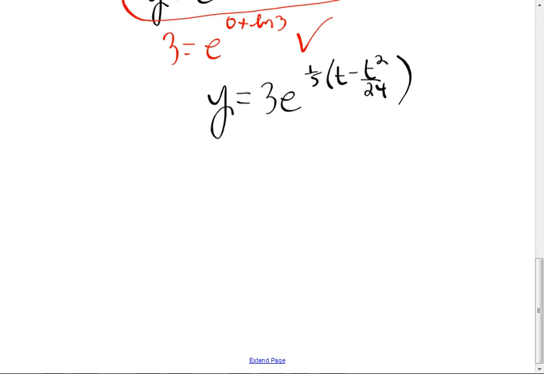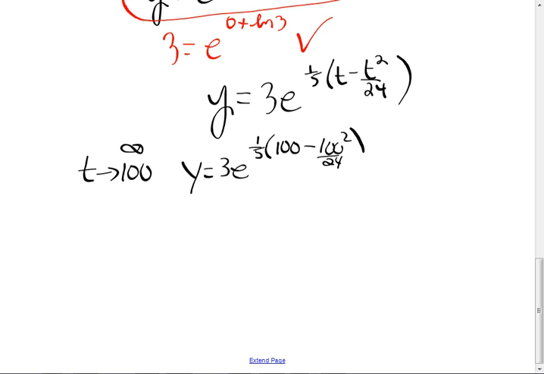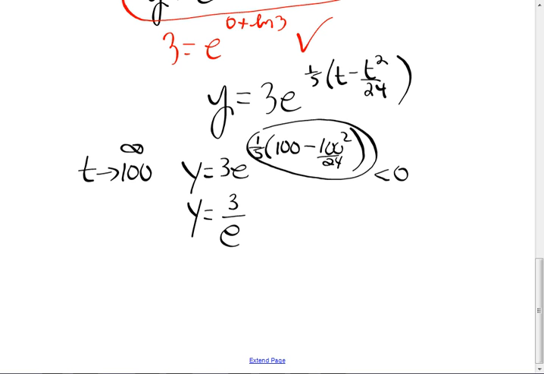Well, if t is going to go to infinity, let's put in a number. Because sometimes I just don't think of infinity. Let's do 100. So y equals 3 e to the 1/5 times 100 minus 100 squared over 24. Who's going to weigh more, the positive 100 or the minus 100 squared over 24? So this is going to be a negative exponent. So it's going to be 3 over e to like the 100th power. So it's going to what? 0. Just try some numbers.